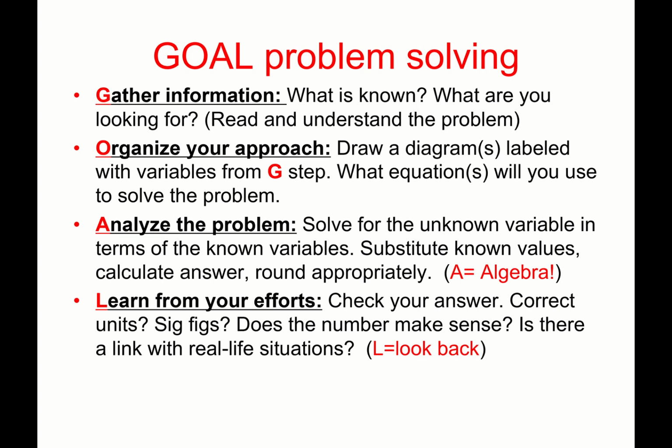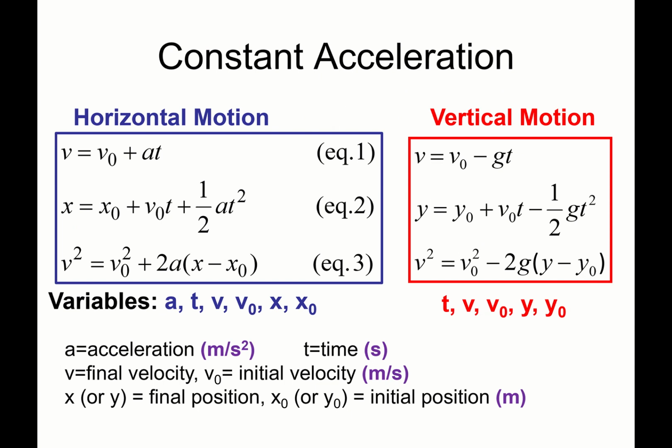So check the answer. Does it make approximate sense? Did you say that the car was moving at 10,000 miles per hour? Then maybe you did the calculation wrong. Did your number come out with the right units? Do you have the right number of significant figures? That sort of thing. All right, so we're going to go through that in this module. So first thing, let's just review constant acceleration.